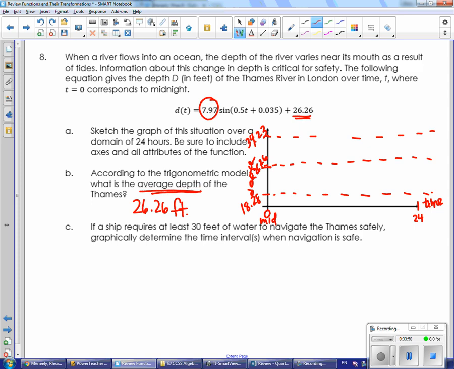And then in letter C, it says, if a ship requires at least 30 feet of water to navigate the Thames safely, graphically determine the time intervals from when navigation is safe.